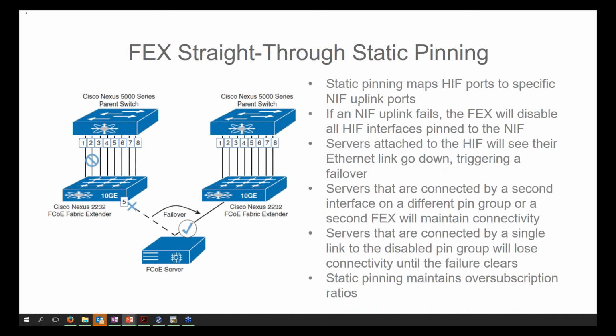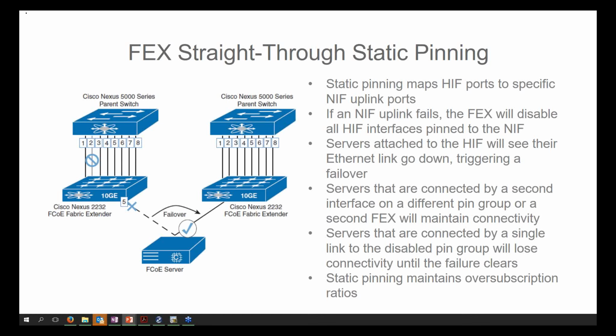FEX straight through has a scenario called static pinning. Static pinning is where we map the host interface ports to specific network interface uplinks. In this case, if you have a network interface uplink fail, the FEX is going to disable any host interface that's been pinned to it. So servers attached to the host interface are going to see their Ethernet link go down, triggering a failover if the failover is available.